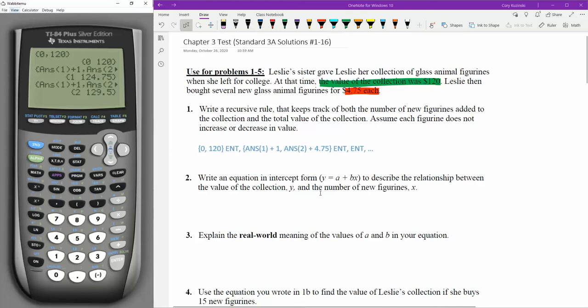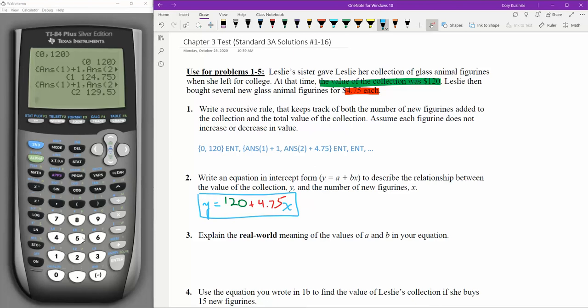All right, write an equation in the form y equals ax plus b to describe this relationship where y is the total value and x is the number of new figurines. All right, let's go. y equals 120 plus 475 times x, where x is the number of new figurines and y is the total value of the collection.